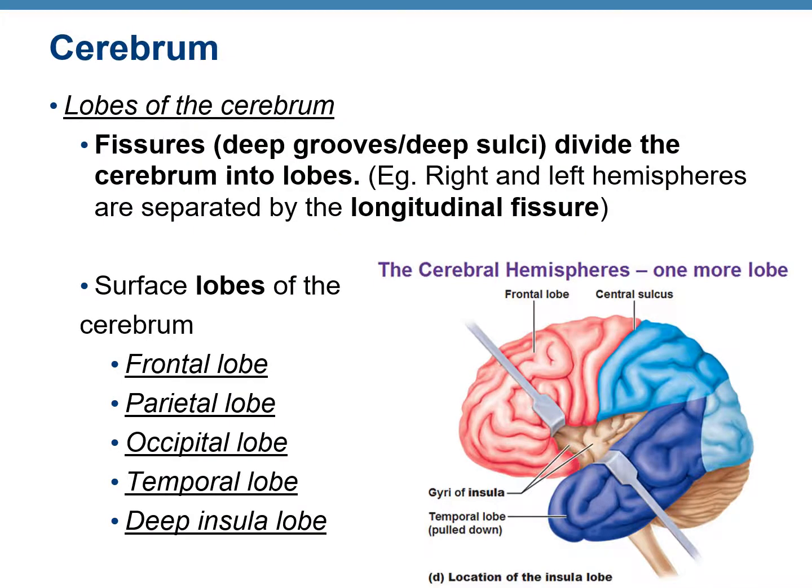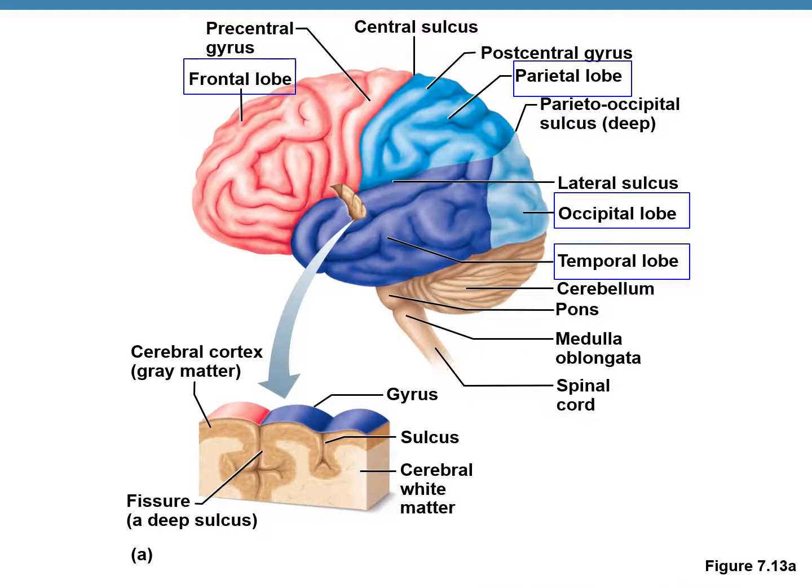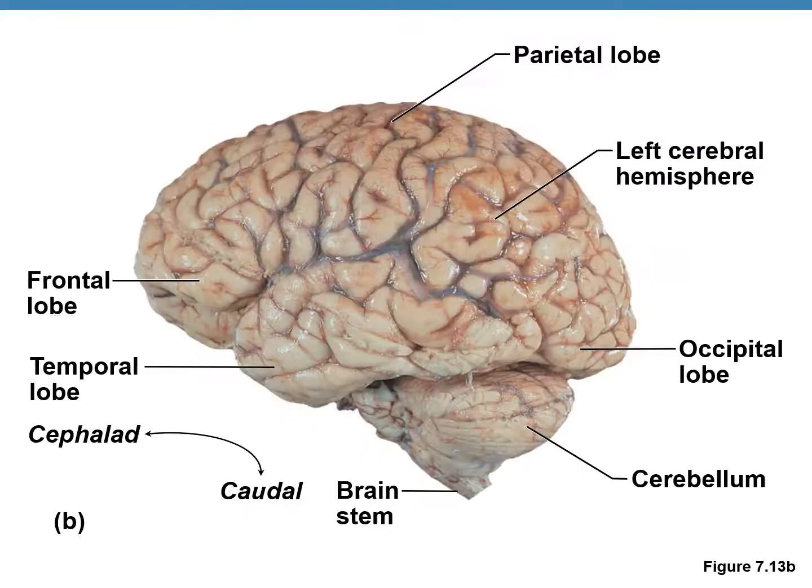The cerebrum is divided into 5 lobes by fissures. These lobes are the frontal lobe, parietal, occipital, temporal, and deep insular lobes. This figure shows the lobes of the cerebrum. This is the photograph of a real human brain, and look at the different lobes.